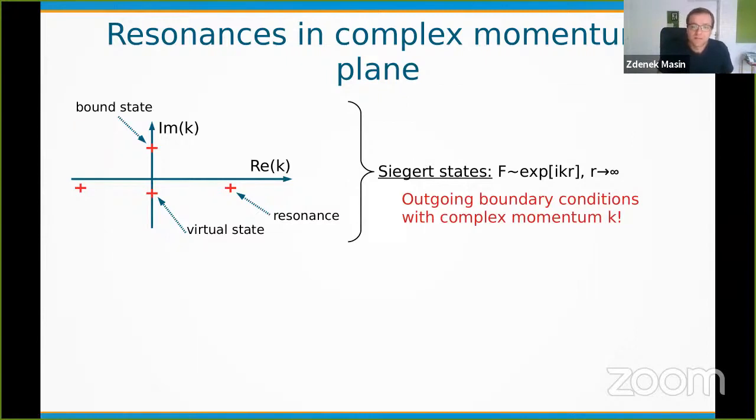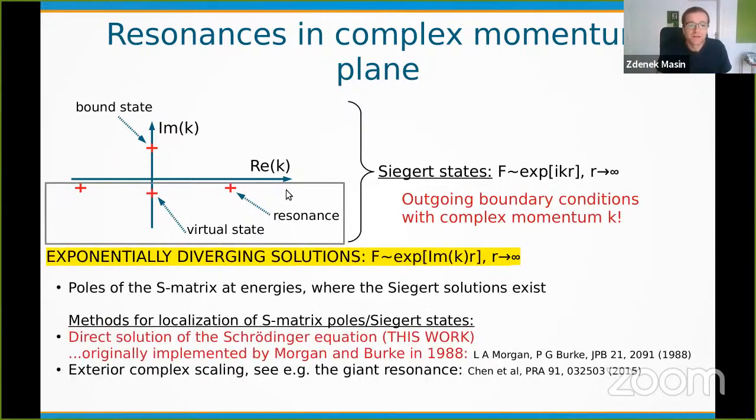So first of all, resonances, virtual states and bound states are sort of one family of solutions of the Schrödinger equation, which are called the Siegert states, which are defined by the outgoing boundary conditions at infinity with complex momentum. So these are solutions of the Schrödinger equation for complex energies or complex momenta, which obey purely outgoing boundary conditions. Now, there's a small complication, which is that these virtual states and resonances are actually exponentially diverging solutions, which makes them uneasy to handle in usual numerical methods.